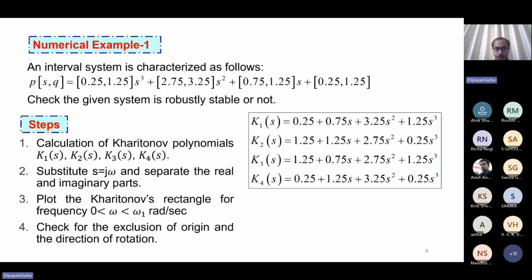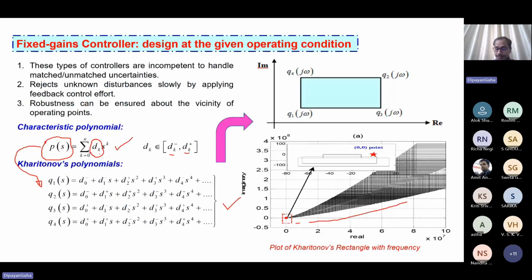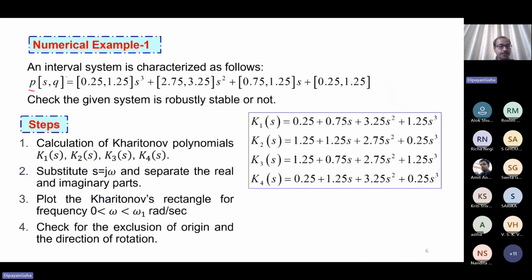Now, we have taken two numerical examples to demonstrate the Kharitonov theorem for the robustness study. Here is a polynomial P. Basically, it is an interval polynomial. Unlike the polynomial in the Routh-Hurwitz test, if you recall, which is a function of s only, here this characteristic polynomial P is a function of s and q. q is a coefficient whose upper and lower bounds are provided or calculated based upon the design knowledge.